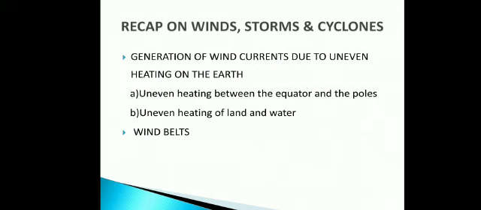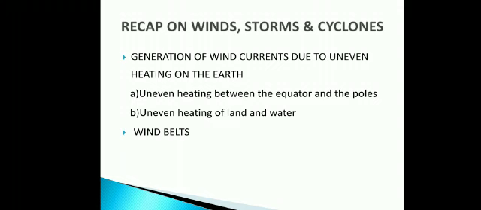Next is wind currents, which are generated due to uneven heating on the earth based on two conditions. First is uneven heating between the equator and the poles. You might have learned in geography that regions close to the equator get maximum heat from the sun. The air in these regions gets warm, but at the poles the air is colder. So the warm air at these latitudes rises up, and the cold wind from the polar regions rushes in to take its place.